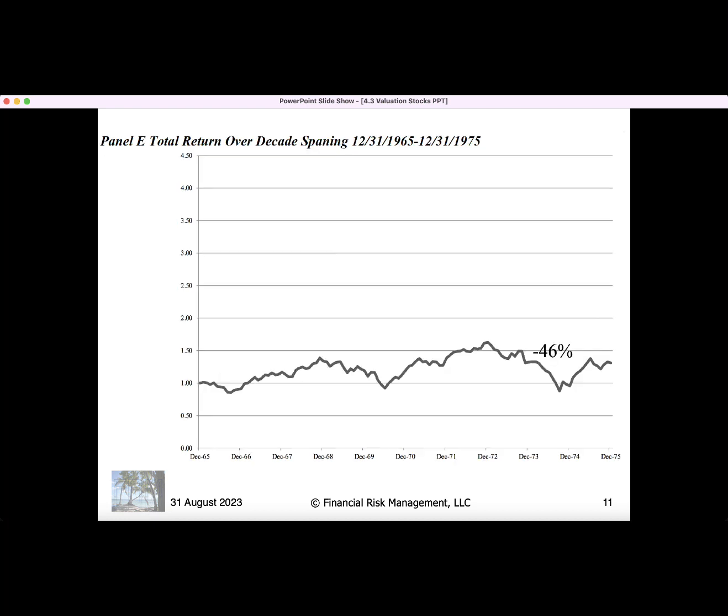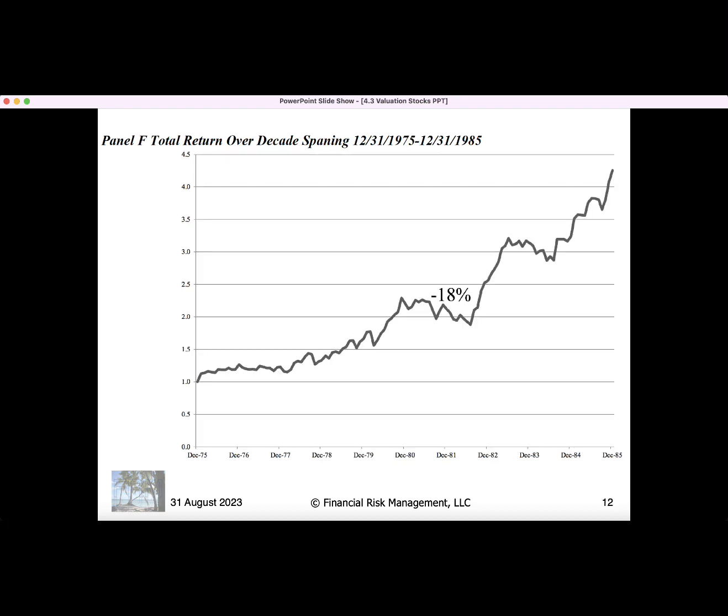In the 65 to 75, we have the market down 46%, in part due to the OPEC embargo on oil. But again, we started out with $1. We ended up with something north of $1, but less than $1.50. And so this was not a very good decade, but still positive.